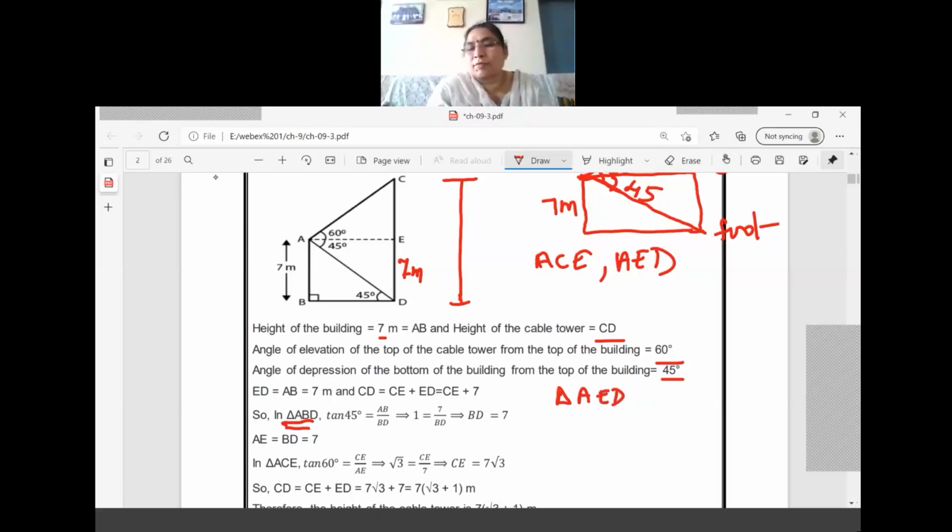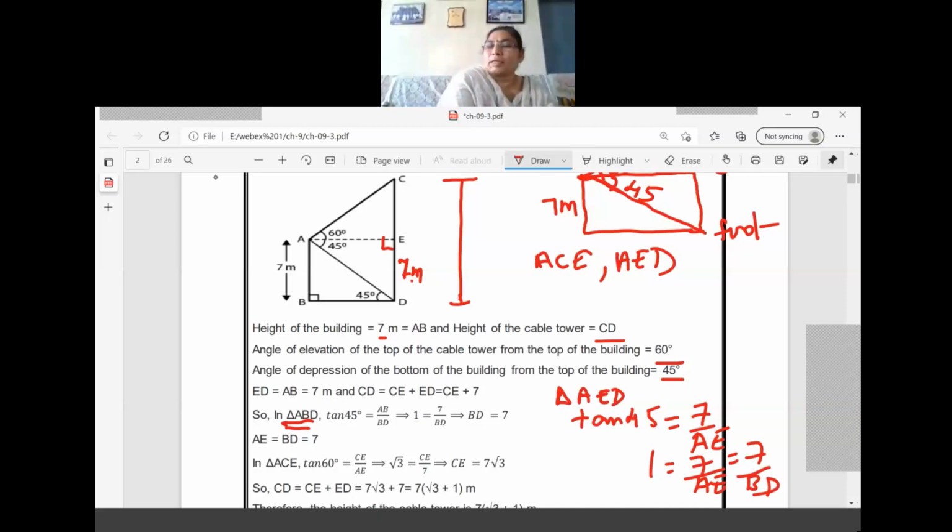There also we can write tan 45. Here which angle is it? This is 90 degrees, right? So this is the hypotenuse only. The opposite side is 7 meters divided by AE only. So 1 equals 7 by AE. But AE equals BD only. So we can calculate BD, right? So BD equals 7 meters. This way also it is correct. Here also it is correct only. So BD equals 7.